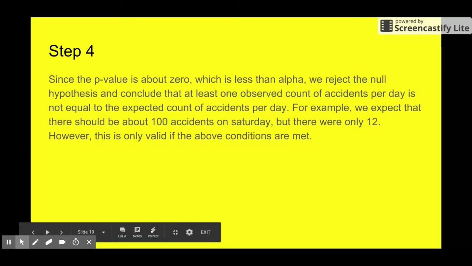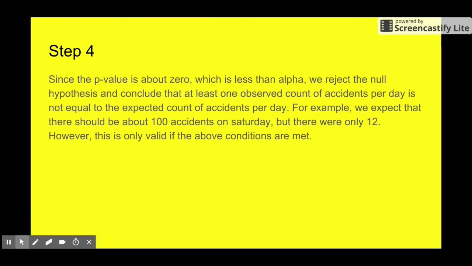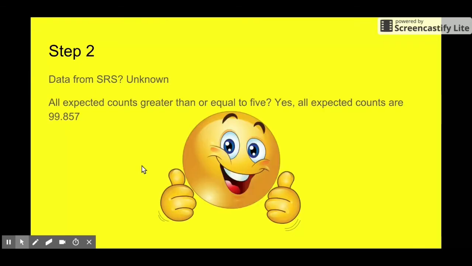Step 4, since the p-value is about 0, which is less than alpha, we reject the null hypothesis and conclude that at least one observed count of accidents per day is not equal to the expected count of accidents per day. For example, we expect that there should be about 100 accidents on Saturday, as there were only 12. However, this is only valid if all the above conditions are met. So the conditions are those two things.